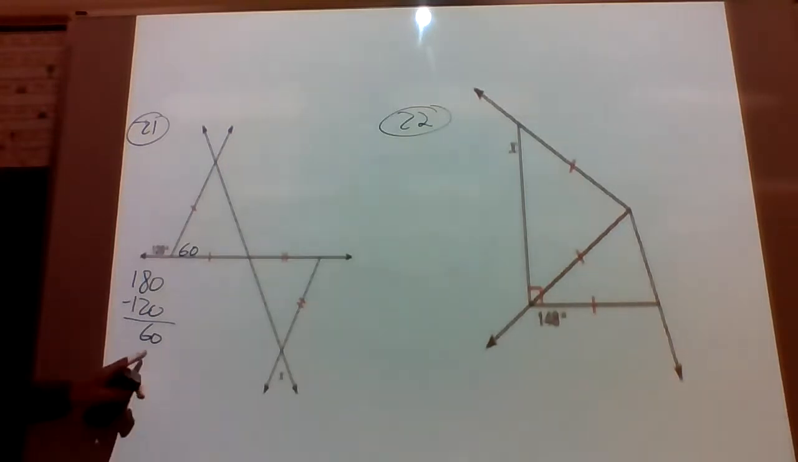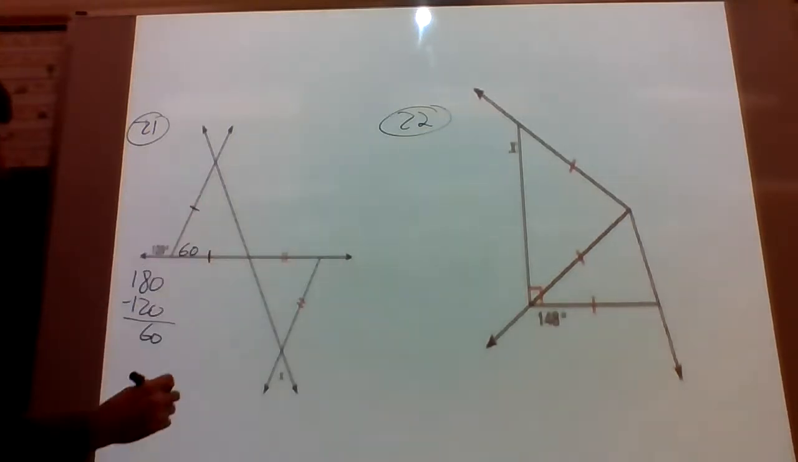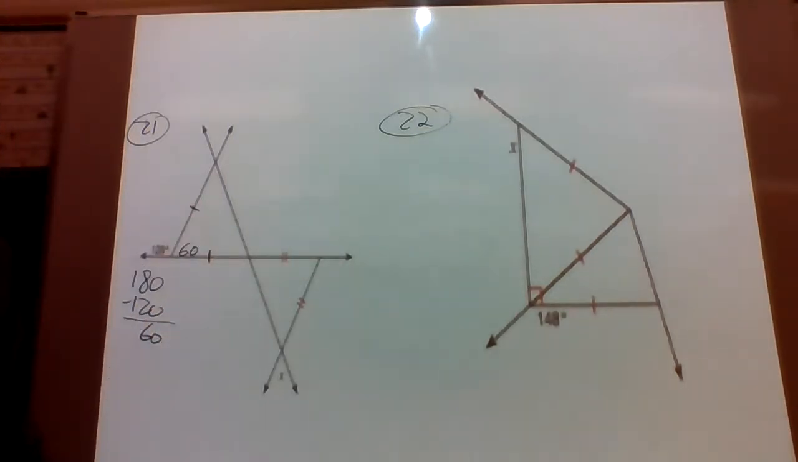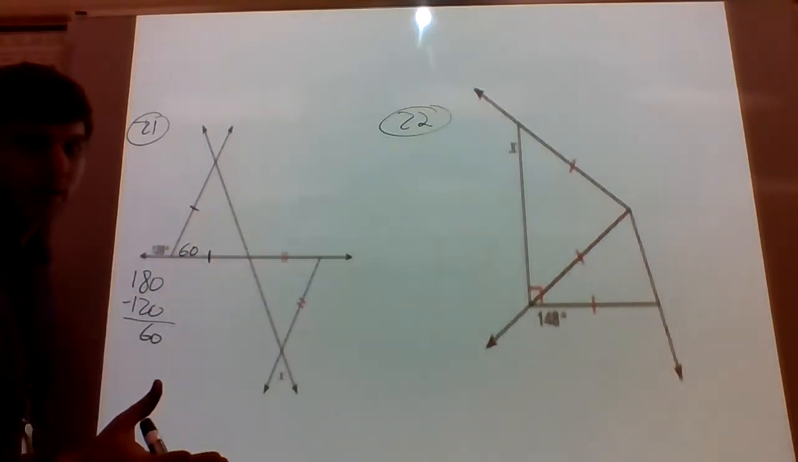180 minus 120 is 60. So we have a linear pair. Okay, then we have an isosceles triangle. So we know in an isosceles triangle, the base angles are going to be equal. So since these two are equal, we can do it two ways.